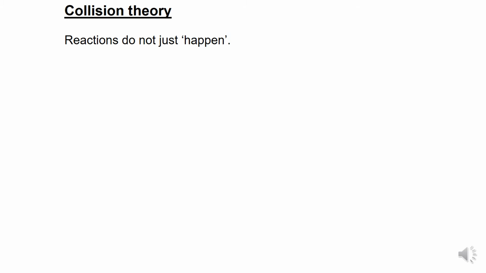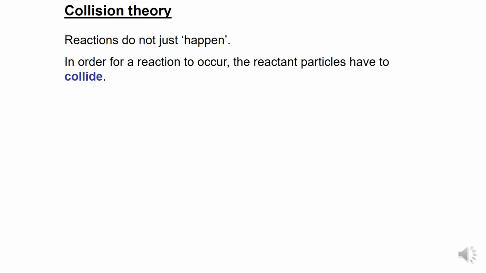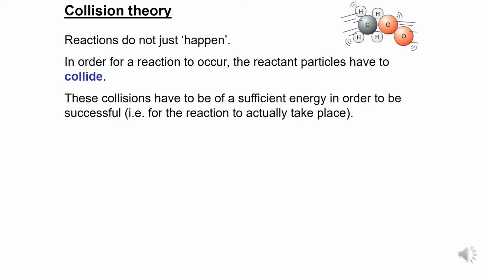Well, most importantly, collision theory is about the fact that reactions don't just happen. If you put reagent A and reagent B in a beaker together, they won't necessarily react. In order for a reaction to occur, the reactant particles have to collide. And it's not actually just as simple as a collision occurring. These collisions have to be of a sufficient energy in order to be successful, and by that we mean for the reaction to actually take place. Now, reactant particles can collide without reactions actually occurring as well.